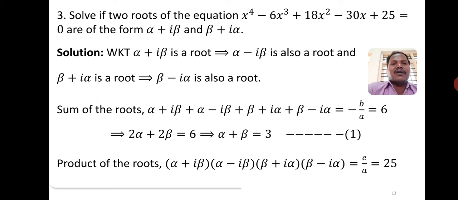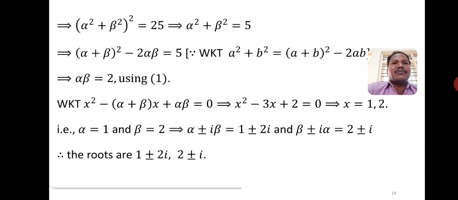Now let us see their product, that is e by a, where e is 25 and a is 1, that is 25. So in the simplification of the LHS side, the first one is in the form (a plus b)(a minus b), second one is also like that. So this simplification will become (alpha square plus beta square) to the power of 2 equals 25, because i square becomes minus 1, again minus into minus, that is plus 1, totally it becomes real and its square. Therefore putting the square root on both sides, alpha square plus beta square is equal to 5.